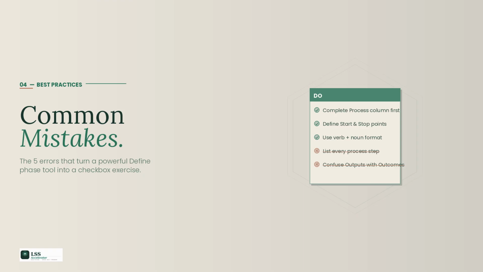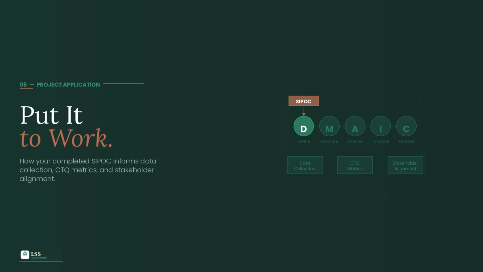Mistake 5. Treating the SIPOC as a checkbox. Fill it out. Then talk about it. The SIPOC should generate discussion. Where does the team disagree? Where is the scope unclear? Those conversations are the point. The completed diagram is not the deliverable. The shared understanding is. So once you've completed your SIPOC, what do you do with it?